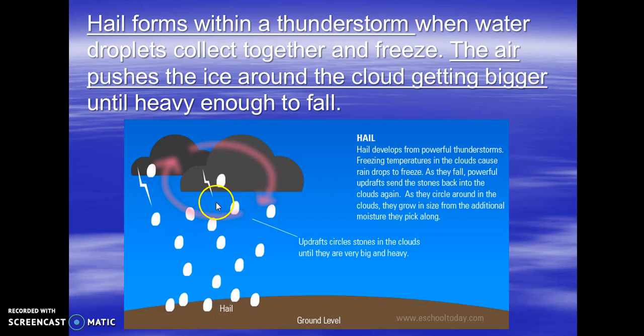It will actually bounce them around, and the little droplets that freeze will collect into big chunks of ice, and they become heavy enough to overcome the updraft, and they will actually fall to the ground as hail. So again, hail forms when these ice droplets and sleet actually collect together, bounce around in the clouds, so they get bigger and bigger, and then they get heavy enough to fall. So we'll go ahead and write what's underlined.